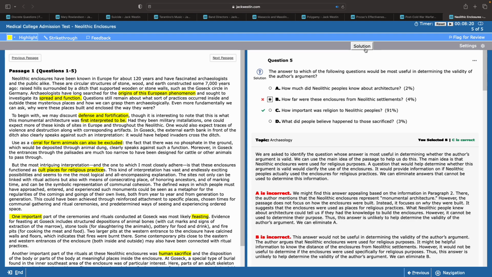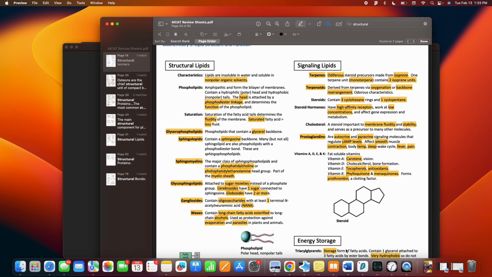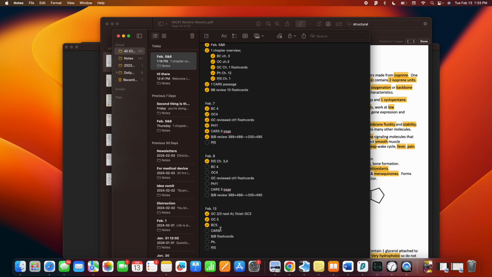How important was religion to Neolithic peoples? That was the main idea, not how far these enclosures were from Neolithic settlements. I think I rushed it because I just wanted to do it in less than 8 minutes and 30 seconds. So, lessons learned for this one. So let's continue with our progress. Did the passage on Neolithic enclosure entrances.